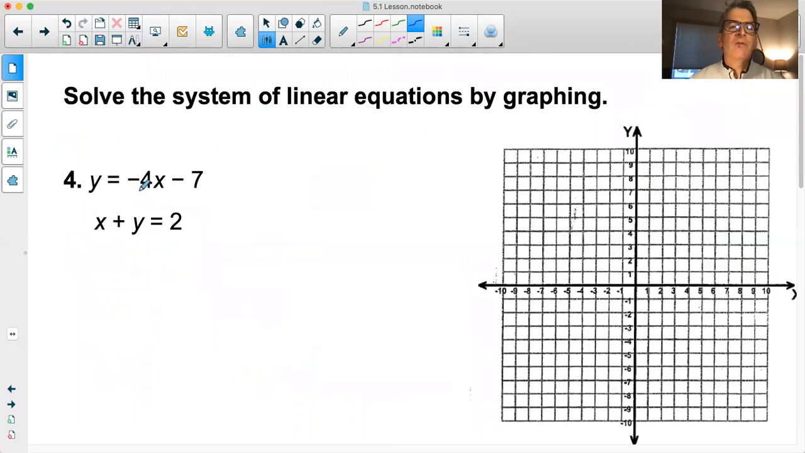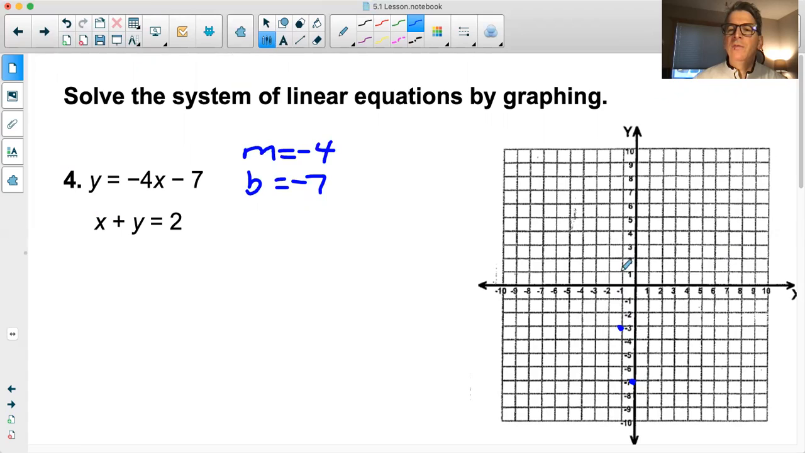Y equals negative 4x minus 7, and x plus y equals 2. This is a very straightforward one. So this has a slope of negative 4, intercept at negative 7. So at negative 7, the start of the graph, we're going to have a negative 4 slope. So 1, 2, 3, 4 over 1.